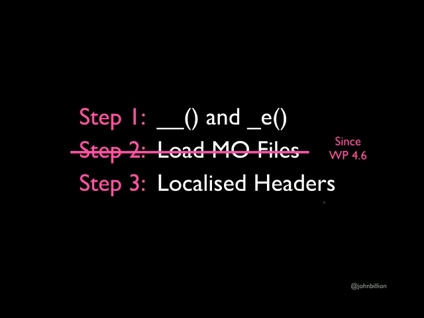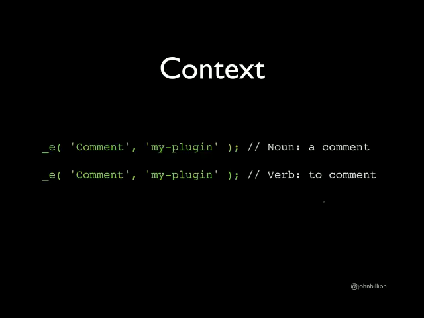So that's it really. Now for the rest of my talk, I'm going to expand on a bunch of further considerations that you need to make with regard to making the text in your plugin or theme translatable, making the lives of your translators easier, and making sure that text in your plugin or theme can correctly be translated. The first of those is context. So in English here, we've got two phrases. The word comment in English can be a noun or a verb.